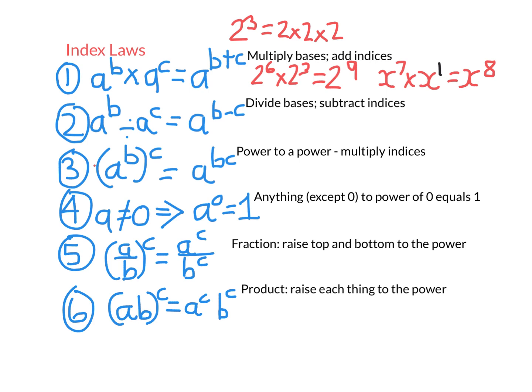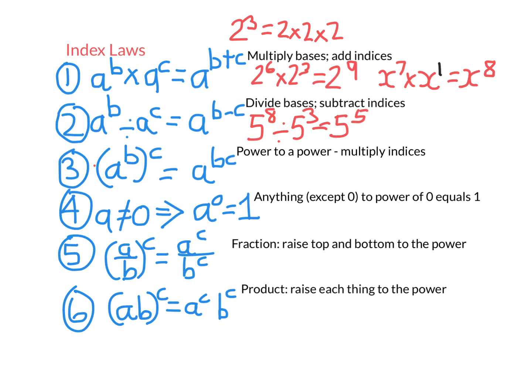So the second index law here tells us that when we divide bases, we subtract the indices. So if you have something like 5 to the power of 8 divide 5 to the power of 3, you keep the same base and subtract the powers. 8 minus 3 is 5.